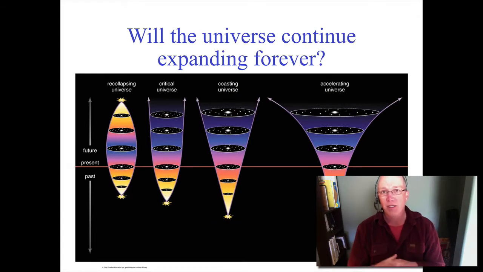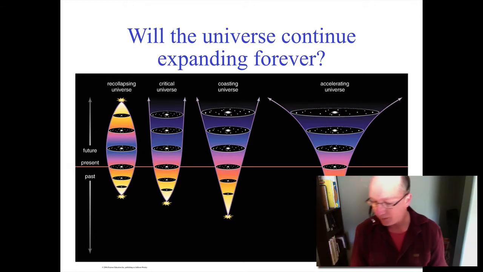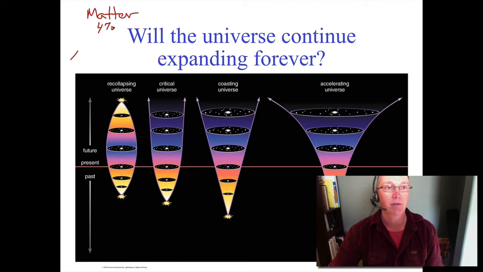Now, if that's the case, we can look at the expansion of the universe and try to make some predictions about what has happened in the past and what's going to happen in the future. And all of this hinges on the amount of matter in the universe. And if you recall, let me just write this down real quick. If you recall, we have these categories of material. We have matter, which is you and me. That was about 4% of the universe that we think, based on observations.